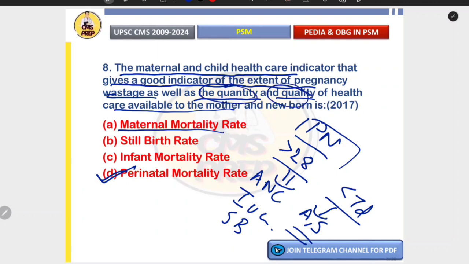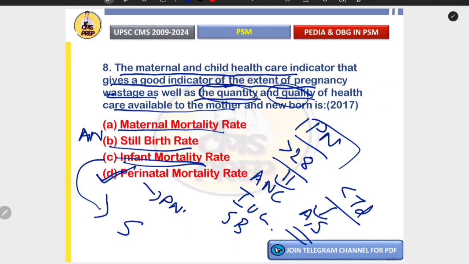MMR measures maternal death, not perinatal death. Stillbirth captures only antenatal losses, and IMR, infant mortality rate, excludes stillbirths and focuses on full infancy. Hence perinatal mortality rate bridges maternal and neonatal care quality, making it the most comprehensive for pregnancy outcome evaluation. So the correct option is D.